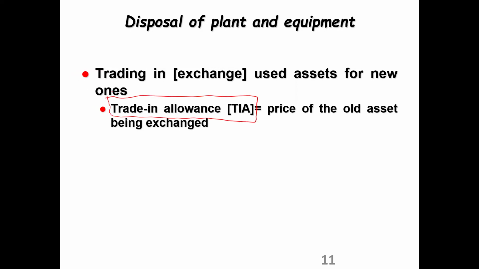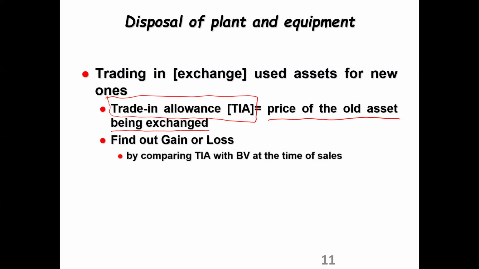This trade-in allowance actually means the price we receive for the whole asset which is being exchanged. So we will find out gain and loss by comparing the trade-in allowance with the book value. At the same time, we need to find out how much price difference we have to pay. In that case, we have to take the difference of the price of the new equipment and the trade-in allowance we're getting for the old equipment. Now let's see.